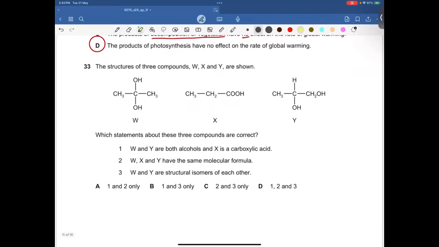Question number 33. The structures of 3 compounds W, X, and Y are shown. W is basically an alcohol. X is basically a carboxylic acid. And Y is also basically an alcohol. Which statement about these 3 compounds is correct?